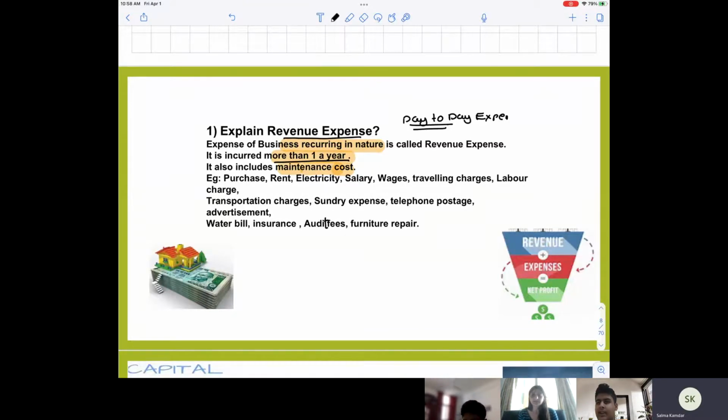So, what is revenue expenditure? Expenses which occur daily or are recurring, more than once, day to day. Can you tell me what is revenue expenditure? Expenses which reoccur, they happen day to day, recurring, more than once and day to day. Can you repeat what is revenue expenditure? They are recurring, they happen more than once and day to day. Okay, recurring more than once, day to day.